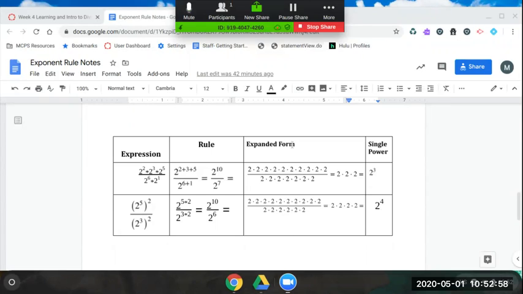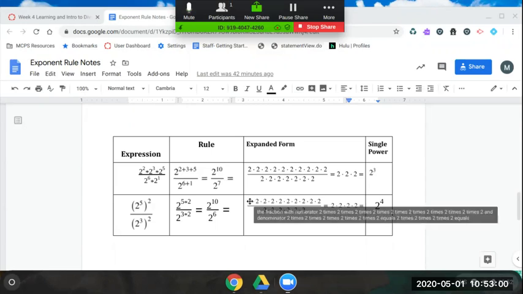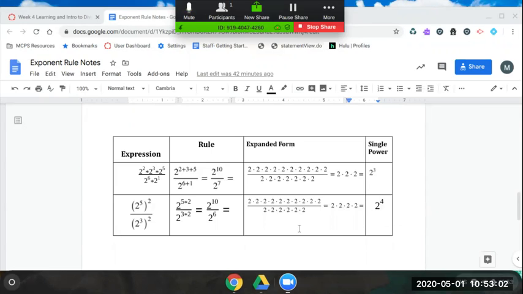And if you wanted to do the expanded form way, you list 10 2's in the numerator, 6 2's in the denominator. They will cancel out except for the last 4. And another way to write 4 2's is 2 to the 4th power.